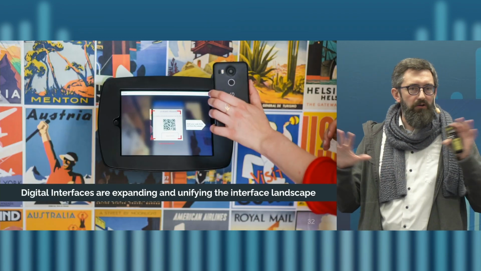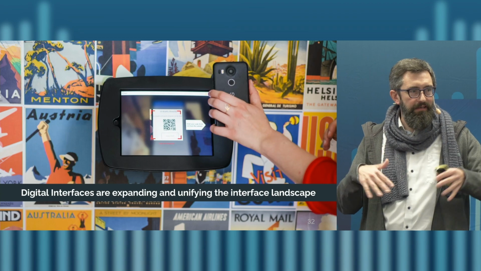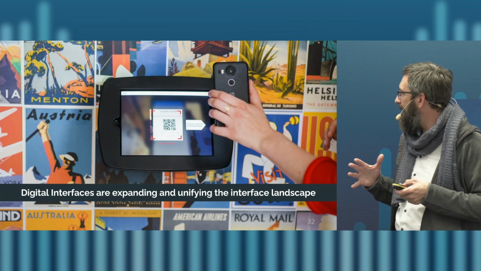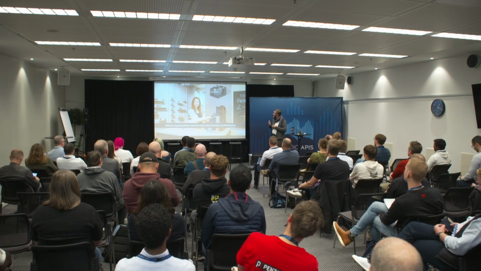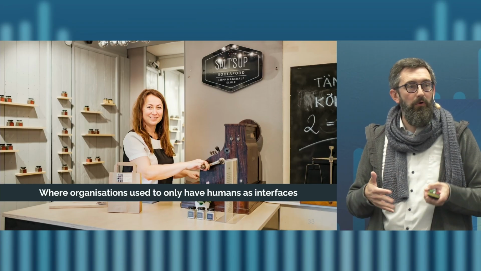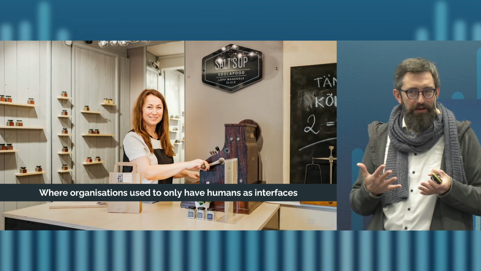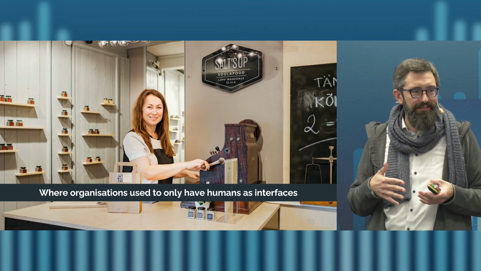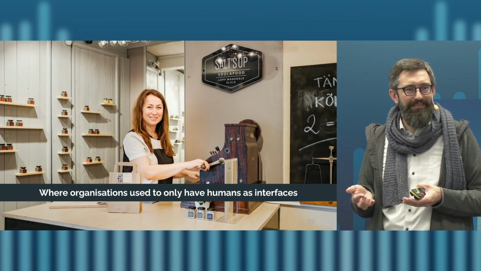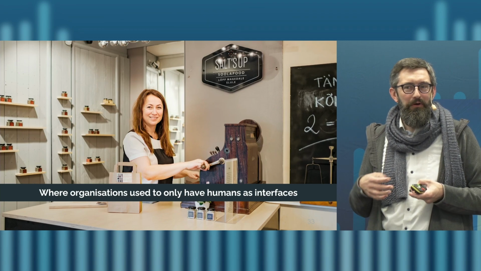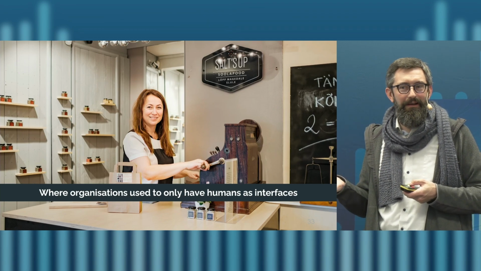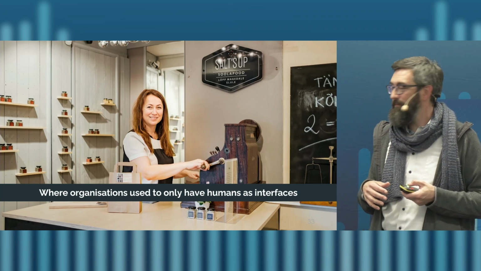Digital interfaces are everywhere. They're expanding how we're doing things, and at the same time, they're creating a much more diverse landscape, and they're also unifying the way that we can interact with organizations. But actually, where this all started was with people becoming interfaces for organizations. Have you ever thought about it, that a salesperson is an interface for your company? Or your HR person is another interface with a very specific function.